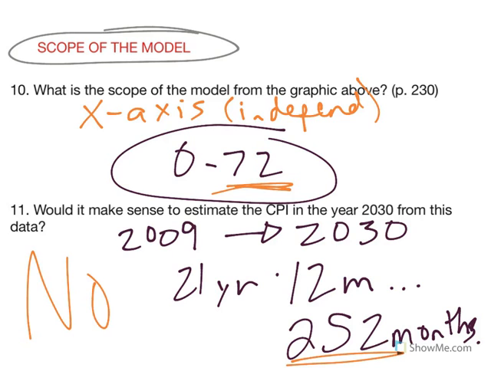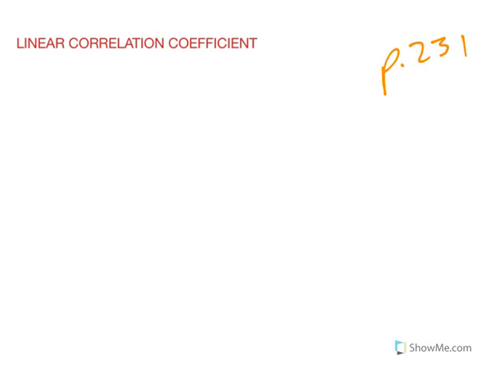That is way too far outside the scope of this model. It's not even on the edge of possible. It's just way too far out there. So you want to make sure if you are doing a prediction that you are well within the scope of your model. Moving on to page 231, the linear correlation coefficient.